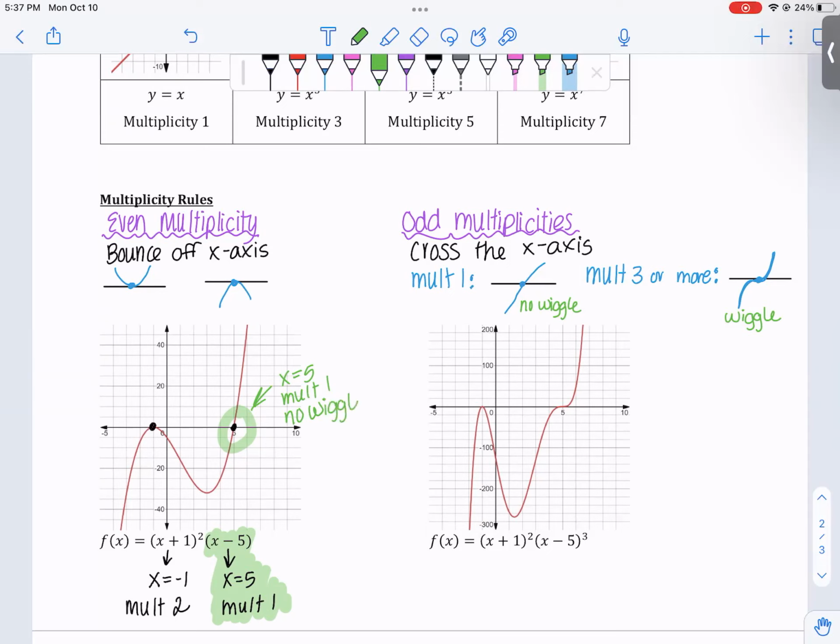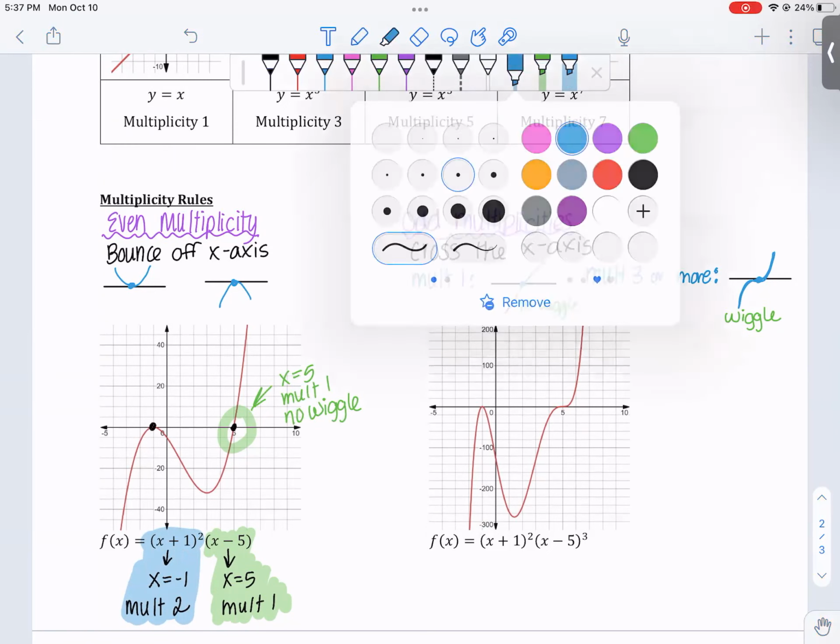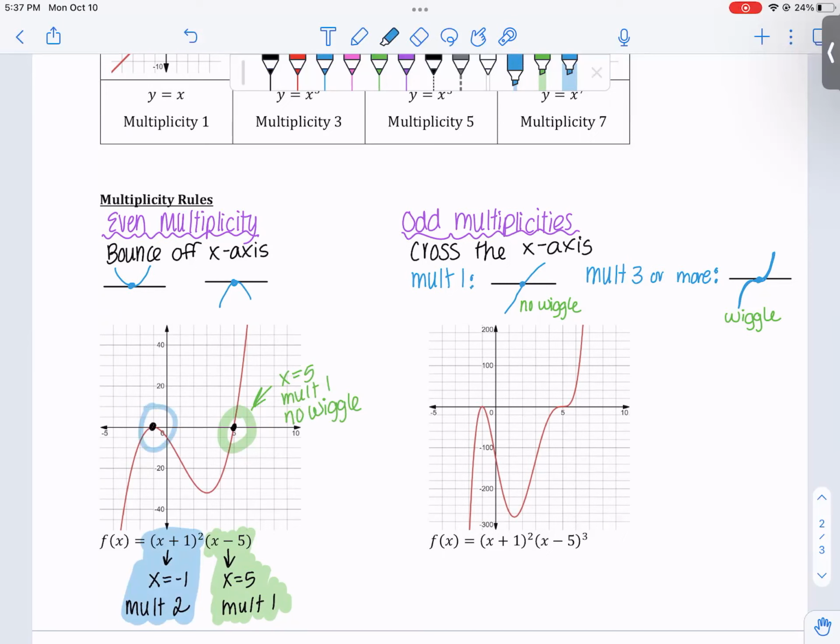Sorry, my computer popped up. There we go. Right here, x equals -1, multiplicity 2. We had a bounce.